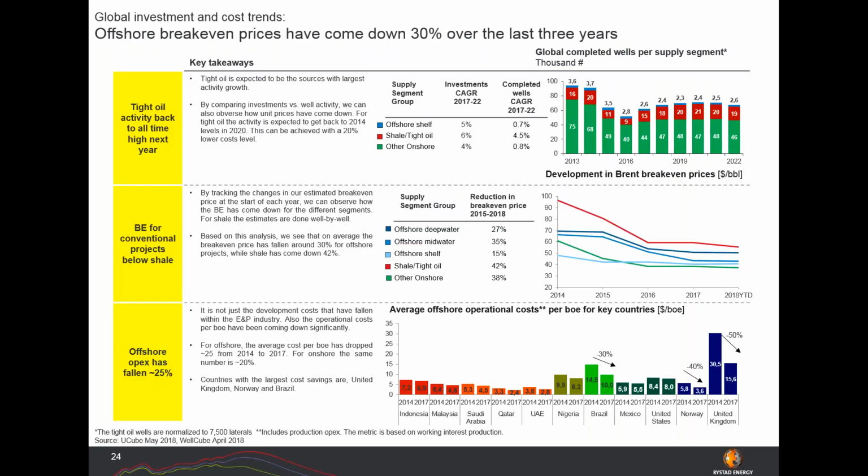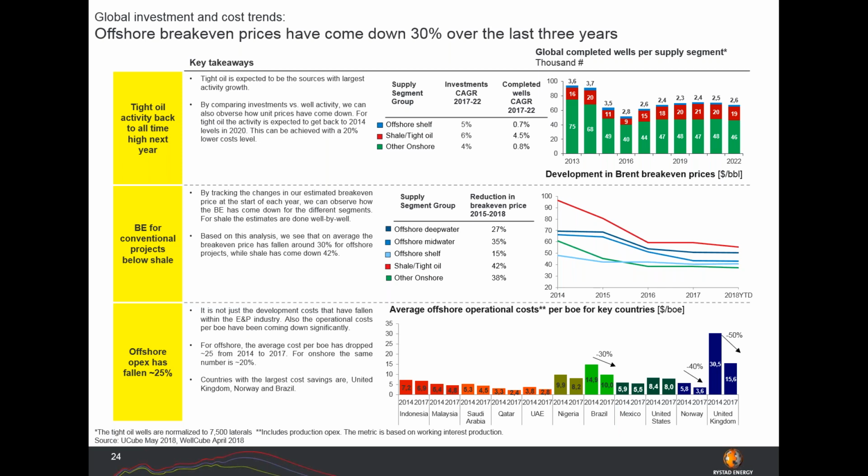Another topic that has been attracting a lot of attention recently is cost trends and development in break-even prices across different supply segments. This month in our Upstream Trends report, we provide an update on key findings here. On the top chart, we look at the number of completed wells for different supply segments and see that, in line with the spending increase, shale realizes the highest growth.